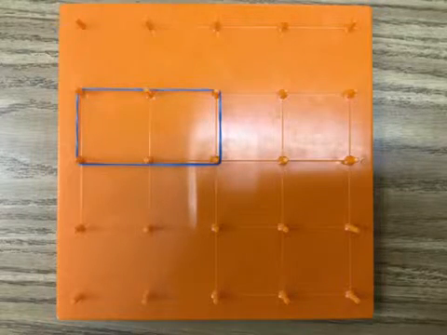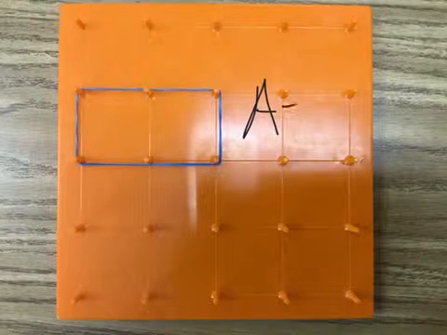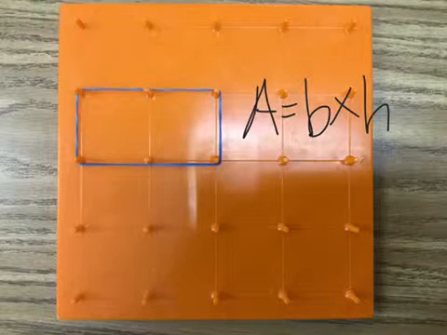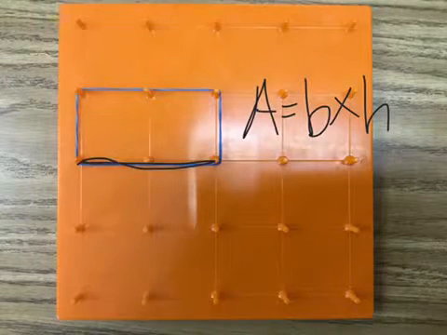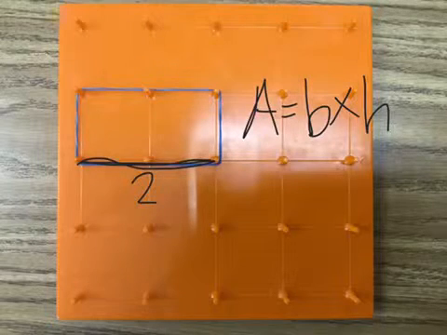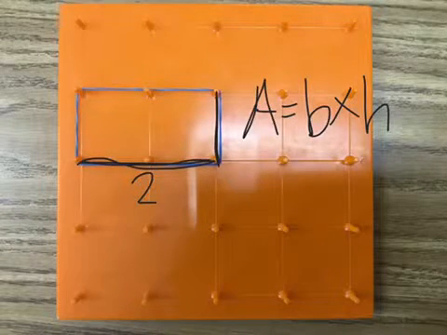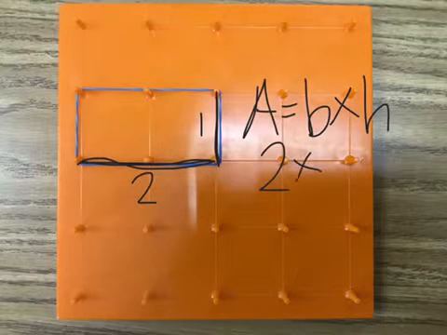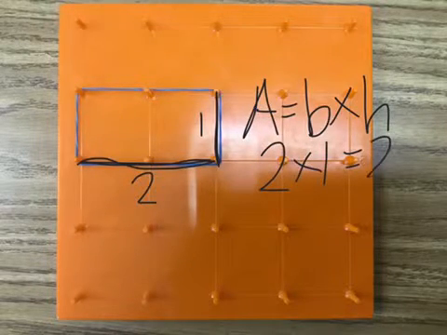And I know that to find the area of this rectangle, I want to do base times my height. I know that my base is going to be represented by this line right here, which I can see is 2 units long. And my height's going to be this measurement right here, which I know is 1. So my area of the rectangle will be 2 times 1, which equals 2.